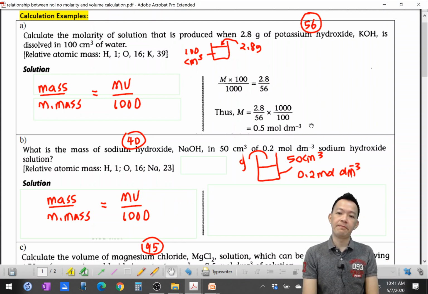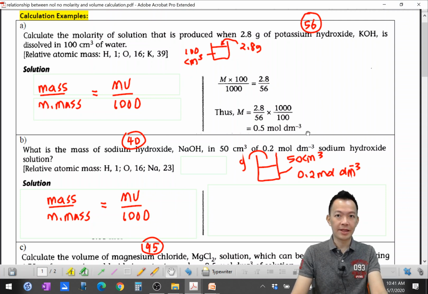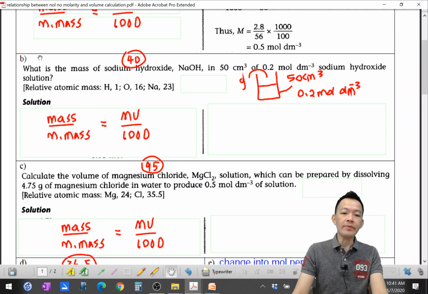So for making a solution from powder, you use this formula. And the answer is actually accurate, not a game, 100% usable. OK, next example. What is the mass of sodium hydroxide, a white powder, in 50 cubic cm of 0.2 mol per cubic dm of sodium hydroxide solution?